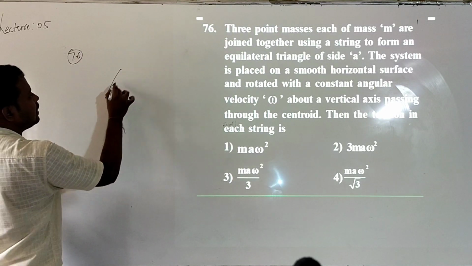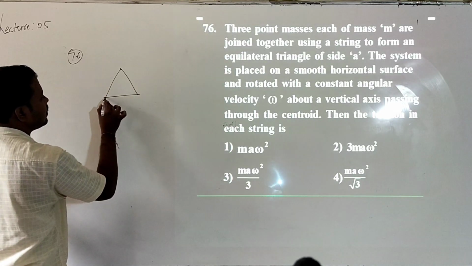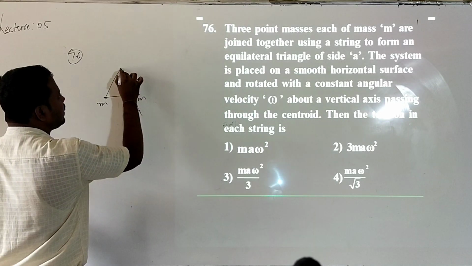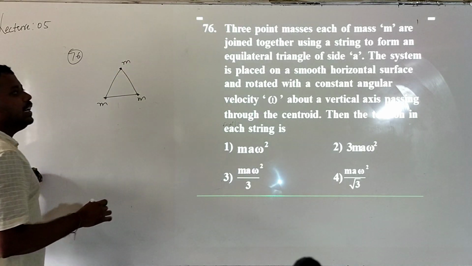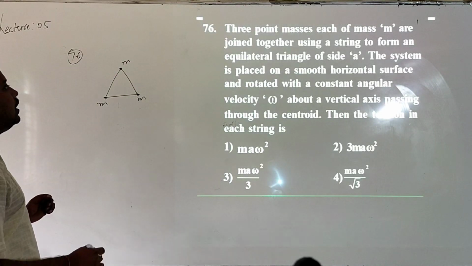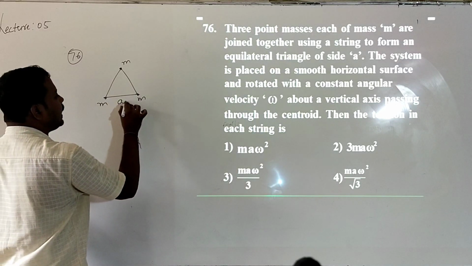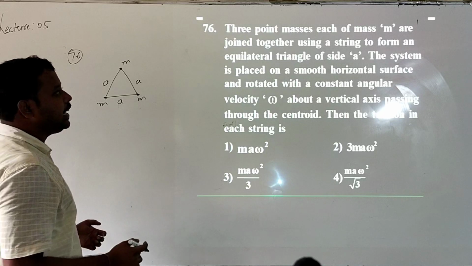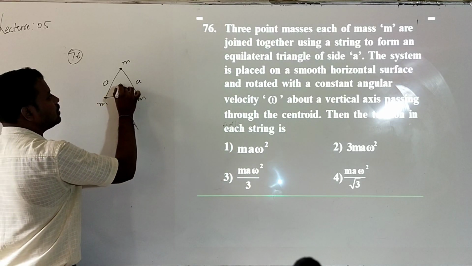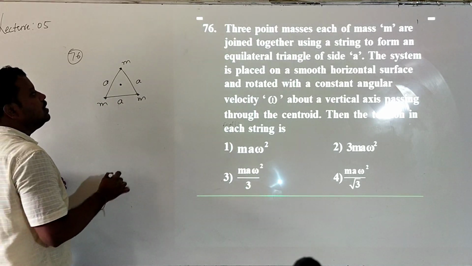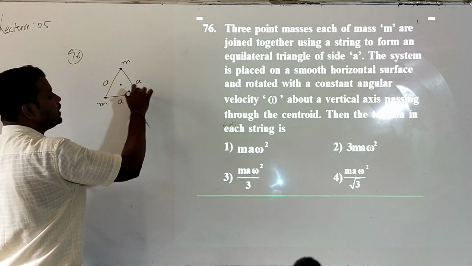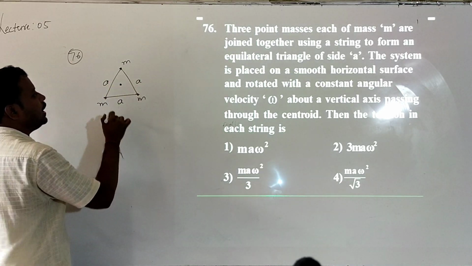What they consider is 3 masses, each of mass m. Here also m, here also m, here also m. They started rotating, so it forms an equilateral triangle. Each side is A. This system is placed horizontally and it started rotating about the centroid. What is the distance of the centroid from each vertex?